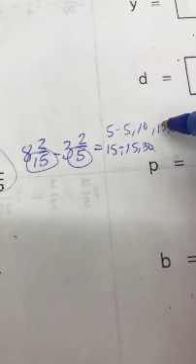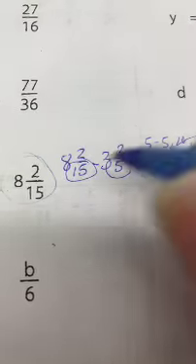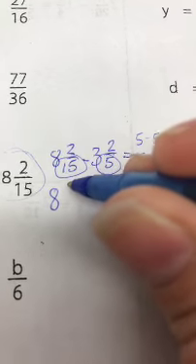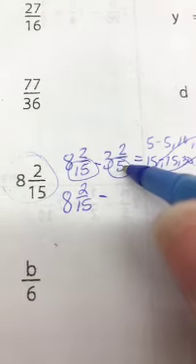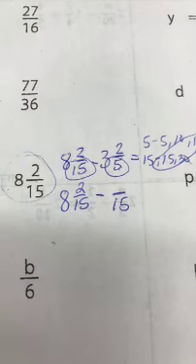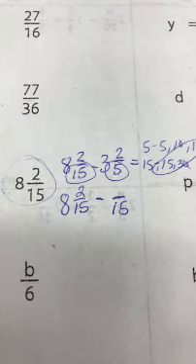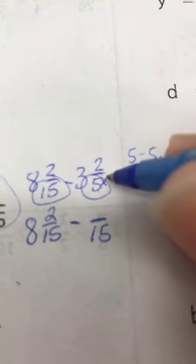And so here, the least common denominator is going to be 15. This one's already in 15, so I don't need to do anything to it. I'm just going to drop it straight down. 8 and 2/15 minus, here I want to go from 5 to that common denominator of 15. So I have to figure out what I am going to do to go from 5 to 15. What am I going to do? Right. I'm going to multiply by 3.